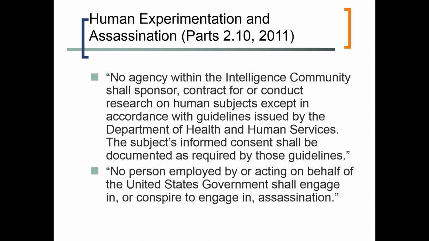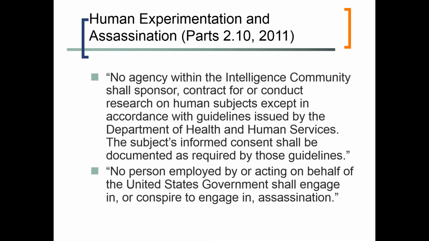Now, I just wanted to point out two other provisions of this executive order. They're really not directly relevant to our class involving cybersecurity. They are directly relevant to the use of drones during the current war on terror. So I just want to point it out. Some of it's been in the news, but it's also just a fascinating reflection of history. So this relates to human experimentation and assassination.